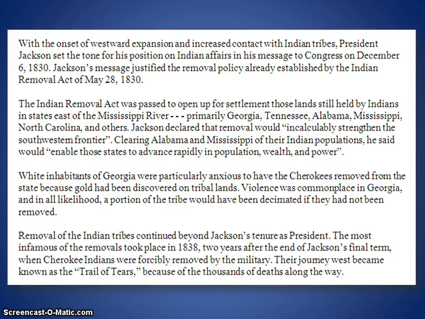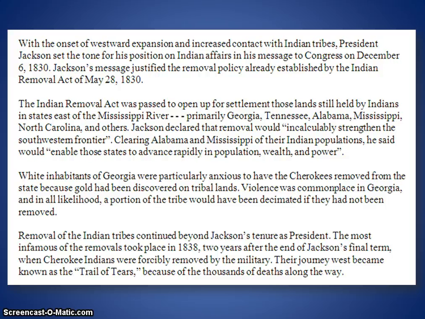and power. White inhabitants of Georgia were particularly anxious to have the Cherokees removed from the state because gold had been discovered on tribal lands. Violence was commonplace in Georgia, and in all likelihood, a portion of the tribe would have been decimated if they had not been removed. Removal of the Indian tribes continued beyond Jackson's tenure as president.